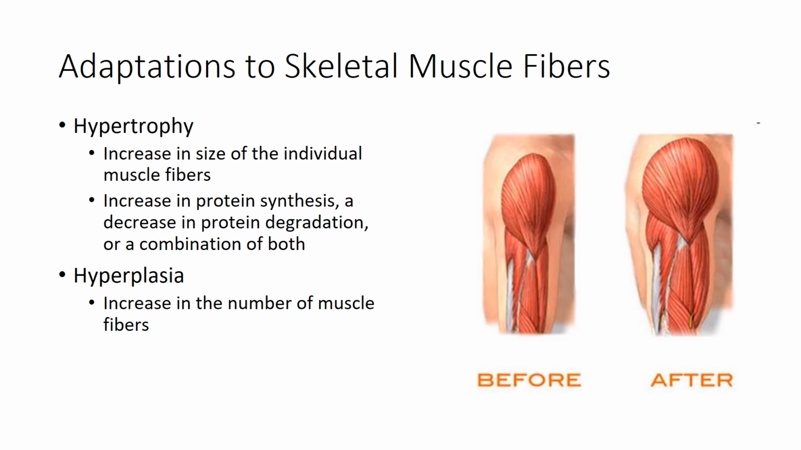Also, because of this, there's an increase in protein synthesis and a decrease in protein degradation, or a combination of both, and this is how we get our muscle growth. Also, within skeletal muscle fibers, some sort of adaptation is that we can possibly see hyperplasia, which is an increase in the number of muscle fibers.